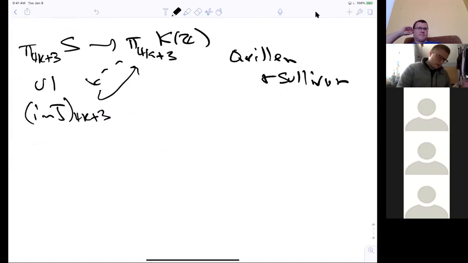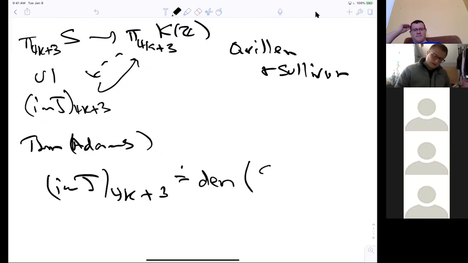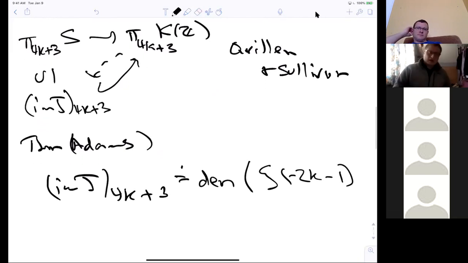And then you can invoke work of Adams, which says that the image of J in degree 4k plus 3 is equal to, again, let me just be careful and say up to a sign and a power of 2, the denominator of the Riemann zeta function at negative 2k minus 1. Okay, so this was some of the first evidence for that conjecture. Lichtenbaum mentions it in his paper as some of the first evidence, and it really came from homotopy theory.